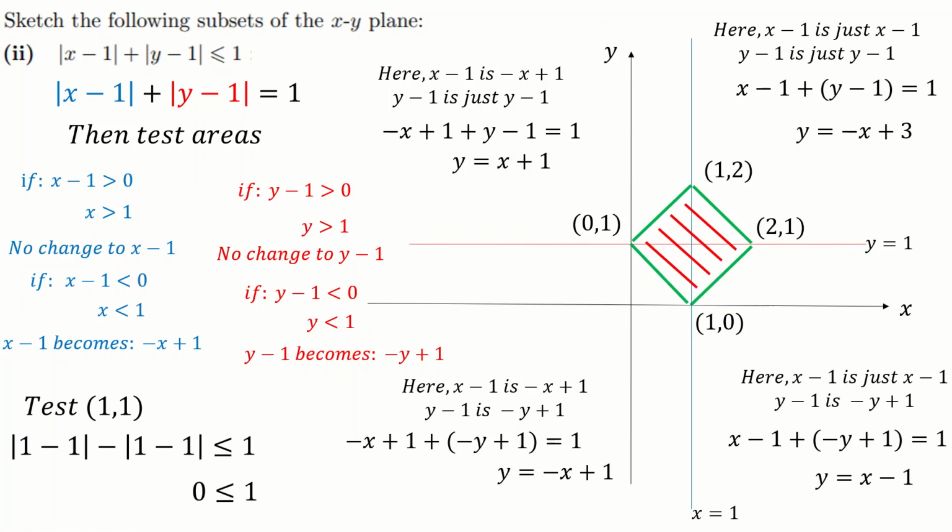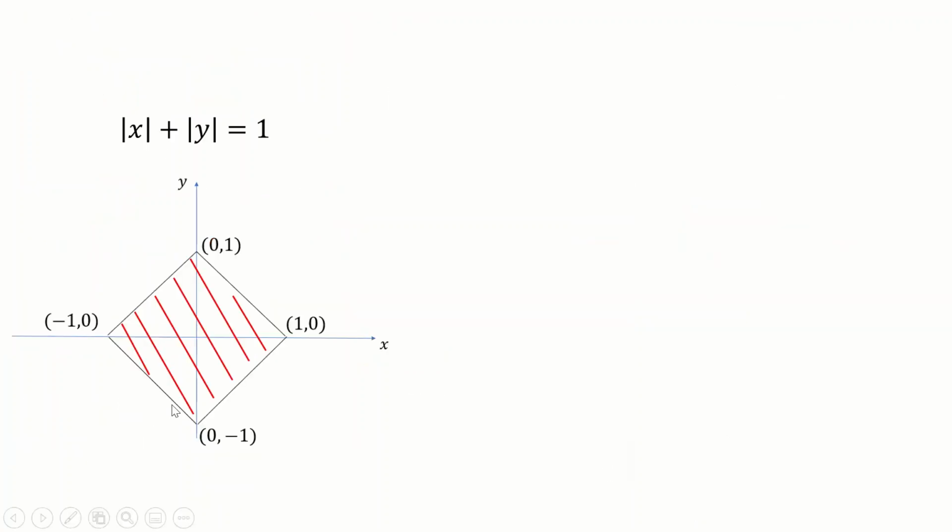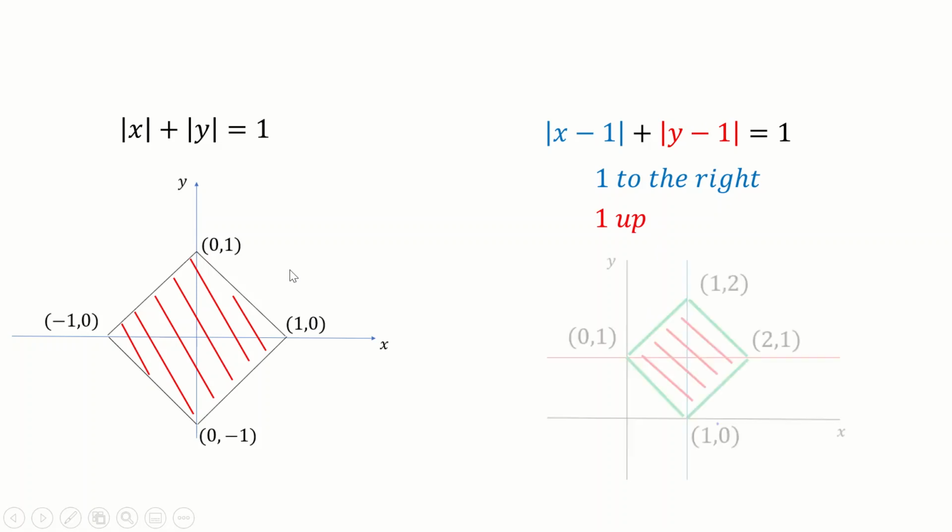Now, it should be noted that the mark scheme did not do it like that. The mark scheme said, look, guys, you just drew this one in the first example. This one here is just a transformation. It's just this one moved, this -1 moves it 1 to the right, this -1 moves it 1 up, and so you end up moving it 1 to the right, moving it 1 up, and you end up with the thing I had here.